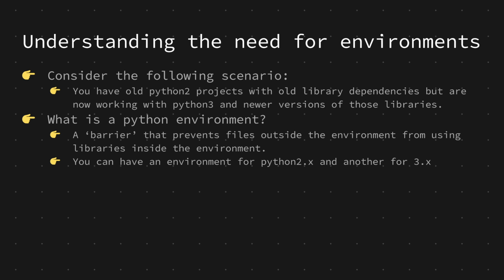So, what is a Python environment? A Python environment serves as a sort of barrier that prevents files outside the environment from being used inside the environment. So you're kind of containerizing different versions of software. You can, for example, have an environment for Python 2 and another one for Python 3. In this case, we just have like 3.x, but let's say you wanted to have one that was just Python 3.5 and then one for Python 3.6, you could do that, or you can get even more granular.